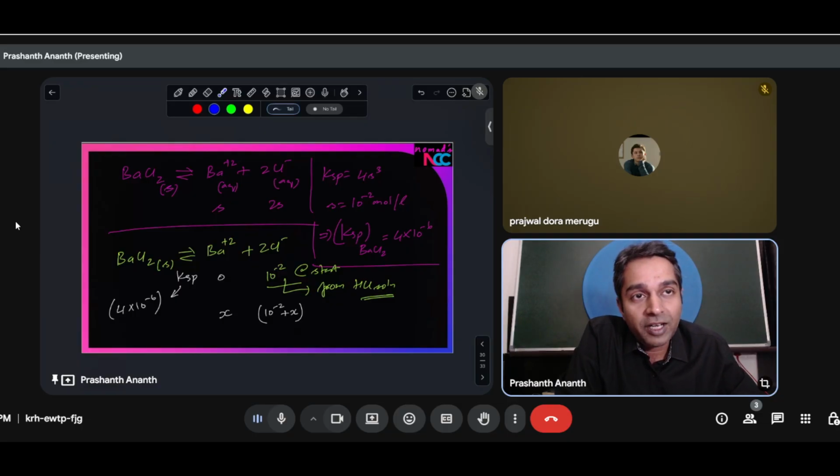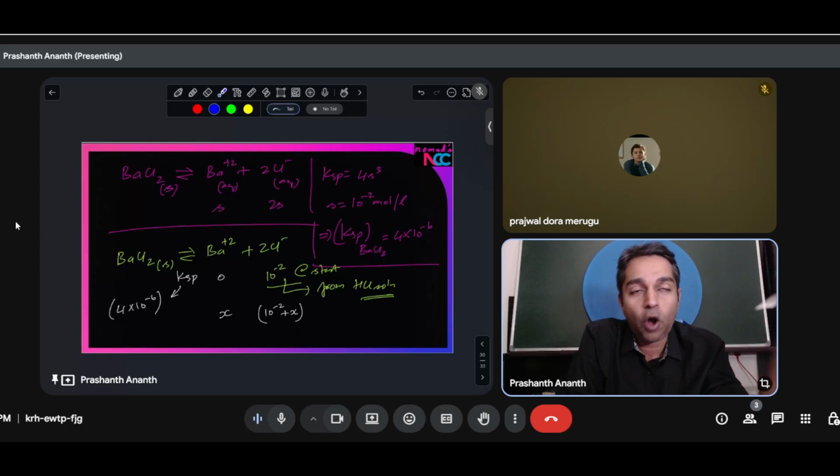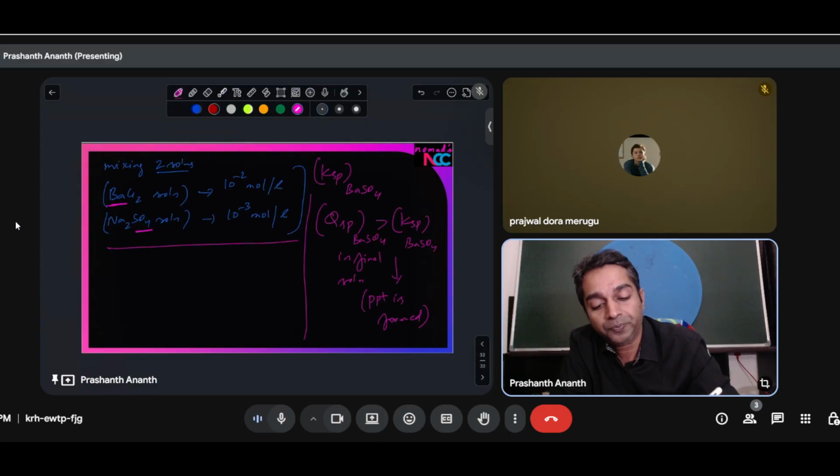Of course, you can have it in a much more complicated way, where you can have say a complex being formed, or you can have say the buffer solution which is going to be maintaining H plus and OH minus concentration, that is going to be involved as a common ion in something. Like for instance, let's say I'm looking at solubility of, say, aluminium hydroxide.